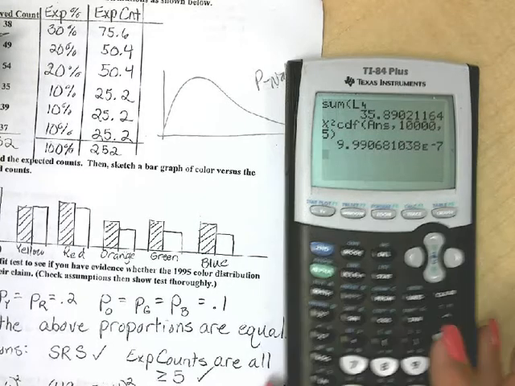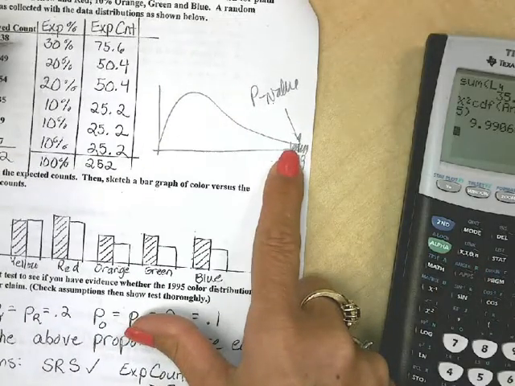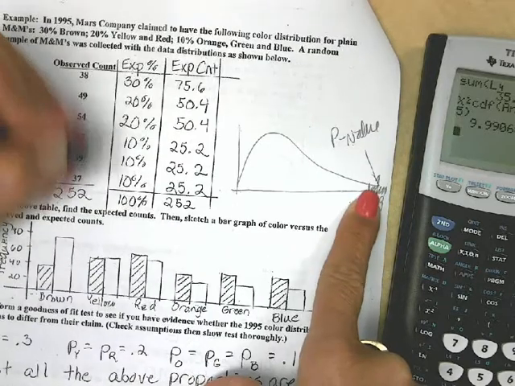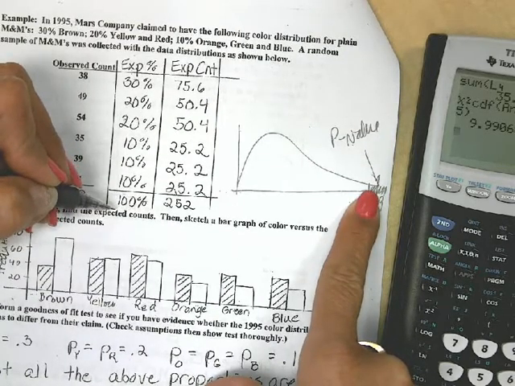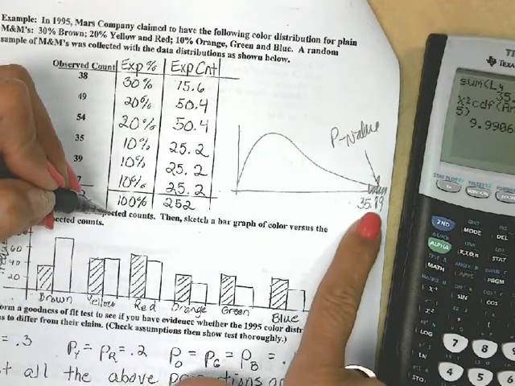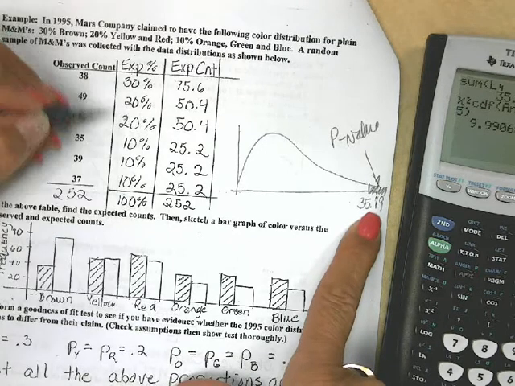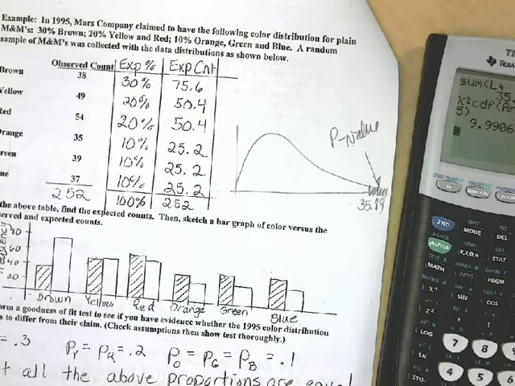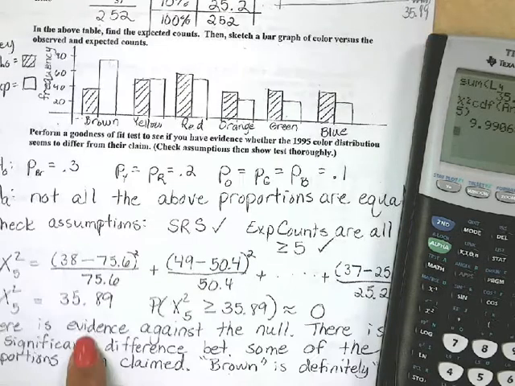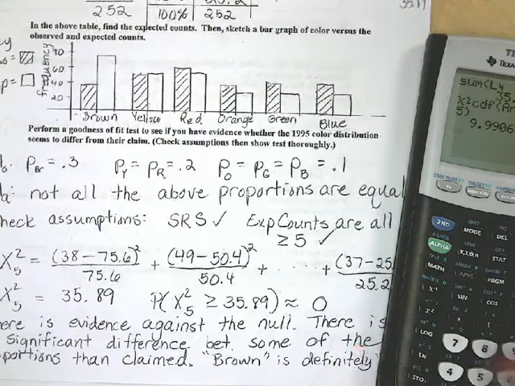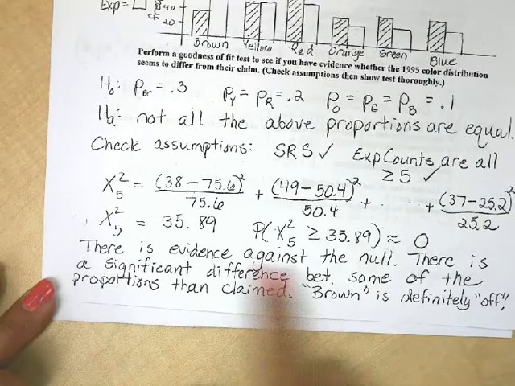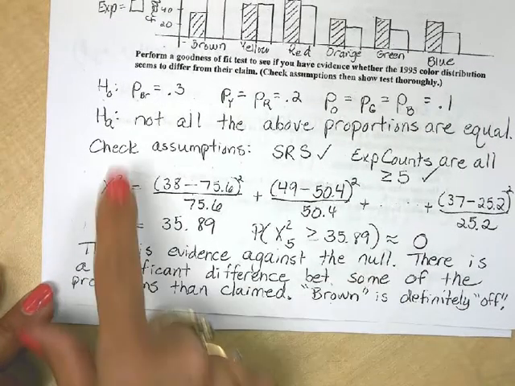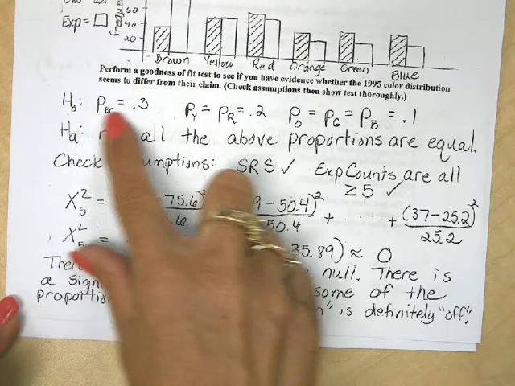There is very little chance that if you have this model and you collect data, it's extremely unlikely to get a test statistic like this if the M&Ms really have a model that is as these percents are showing. So we would definitely have evidence against the null. So we know that these proportions are not all correct.